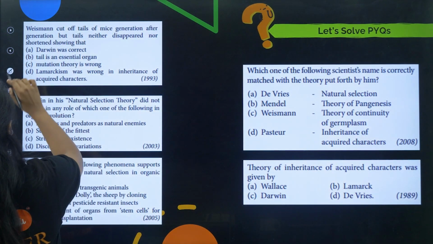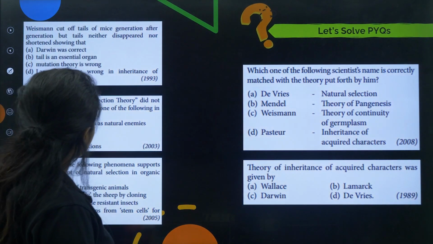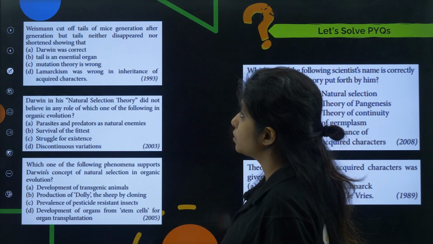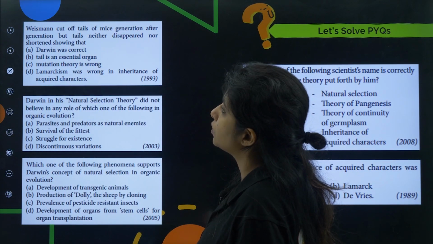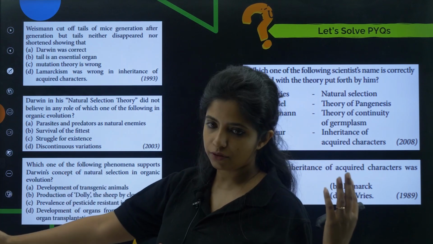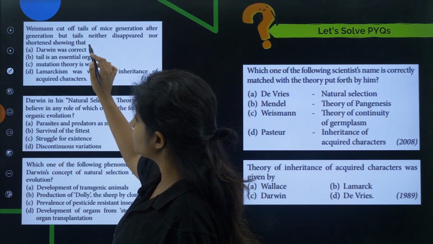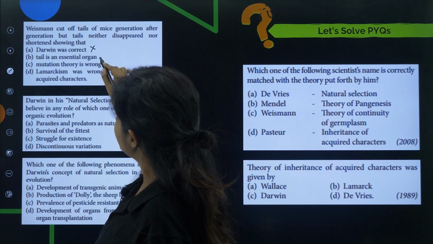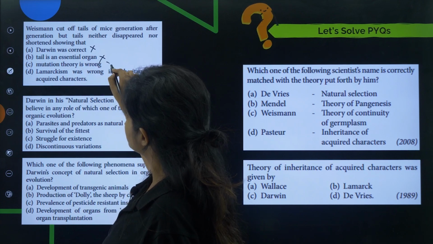Going ahead. Chalo, let me solve. First question, Weismann cut off the tails of mice generation after generation, but tails neither disappeared nor shortened, showing that after he cut, he found that every time the tail was long itself. So this was showing that Darwin was correct. It had nothing to do with Darwin. Tail is essential organ, no children. Mutation theory is wrong, no.